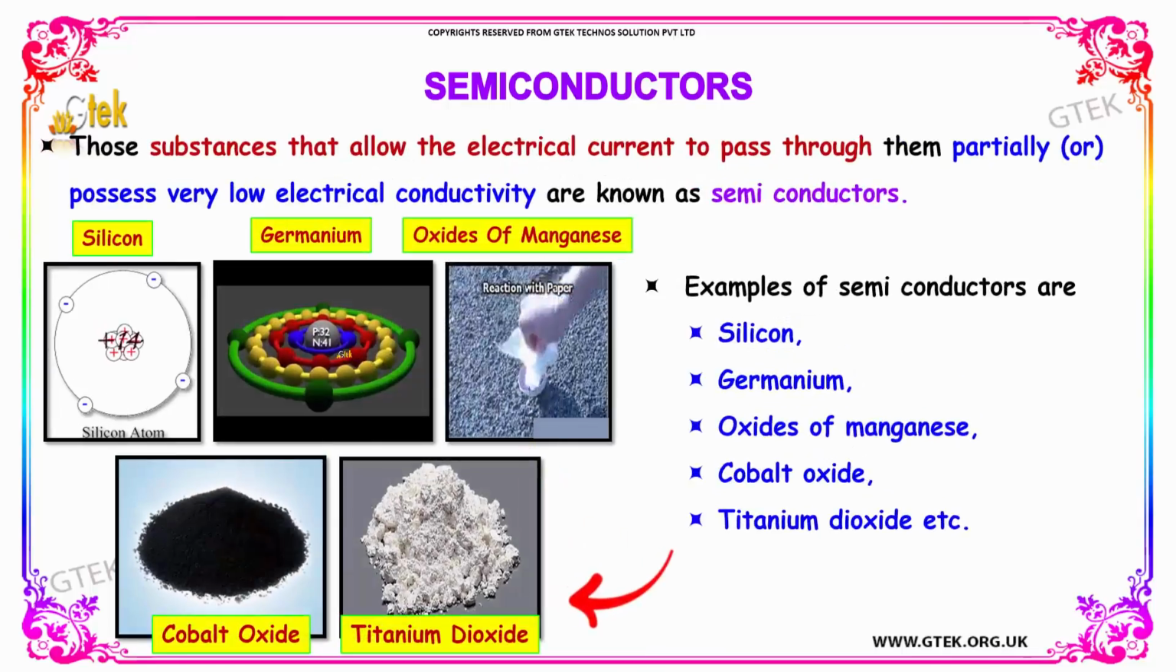So those substances which conduct electricity partially and possess very low electrical conductivity are known as semiconductors. The typical examples are silicon, germanium, oxides of manganese, cobalt oxide, and titanium oxide.